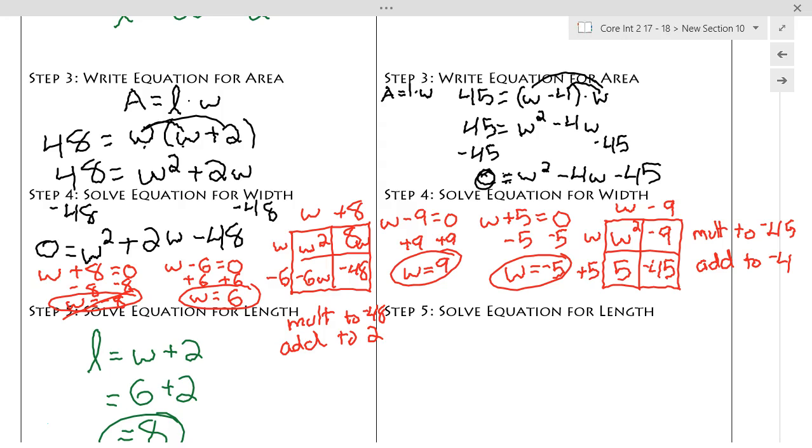Well, if I look again, remember, we can't have negative numbers in a real world context. So my width is going to be 9. And then if I think about my length was W minus 4, which is 9 minus 4, which equals 5. And again, you can always check that your answer makes sense. If my width is 9 and my length is 5, is my area going to be 45? Yes, 9 times 5 gives me 45.